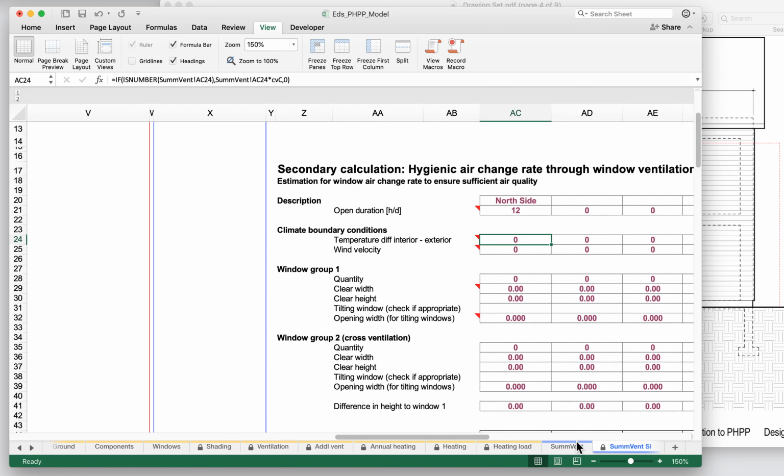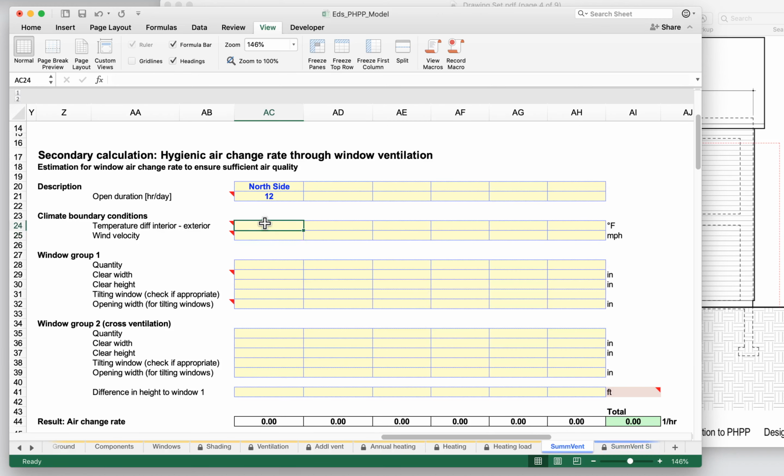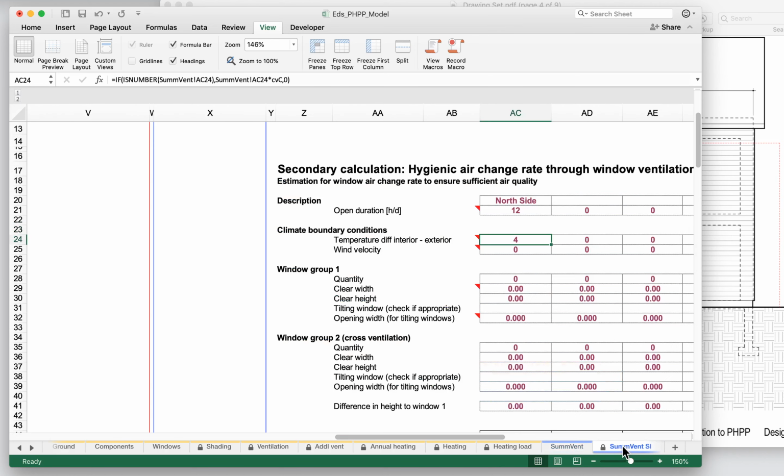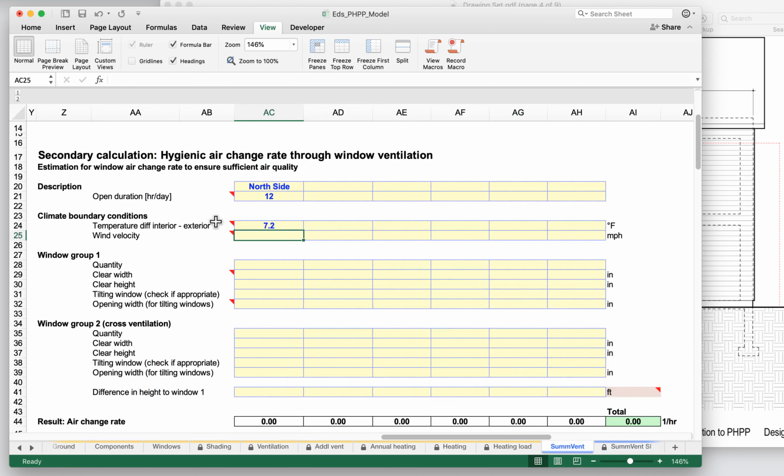So in fact, we're supposed to enter something like 7.2 degrees Fahrenheit. Let's just double check that. Yes, 7.2 degrees Fahrenheit gives me 4 degrees Kelvin, which is what we want to input here. So unfortunately, typo there. Don't get confused by that. Input 7.2, something like that. That will give you the right value over in the SI worksheets.